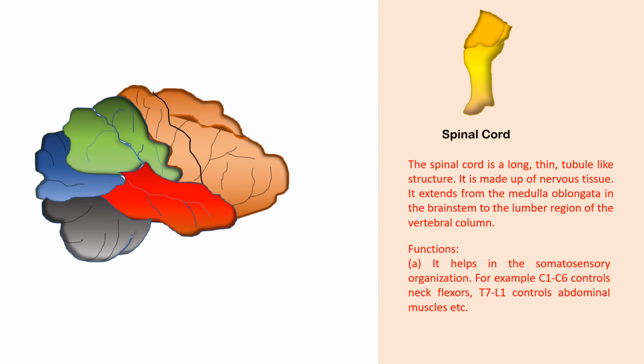Function: it helps in somatosensory organization. For example, C1 to C6, cervical 1 to cervical 6, controls the neck flexors, means we can move our neck with the help of this C1 to C6 part of the spinal cord. Then T7 to L1 controls the abdominal muscles, like that. T for thoracic, L for lumbar. So these are the parts of the spinal cord, which will be discussed in detail in another video. So this is the spinal cord.